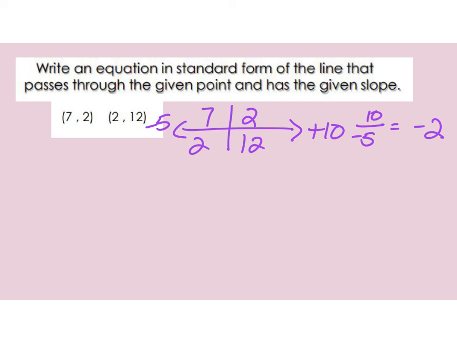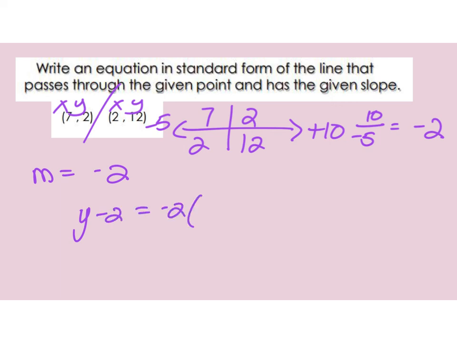So now that I have a slope of negative 2, we can pick either point. Let's do it in both. So when I write my equation, I have x and y here and x and y here. You have to use them separately, of course. So we would have y minus 2 equals negative 2 times x minus 7 would be one of the versions. Or we can have y minus 12 equals negative 2 times x minus 2.